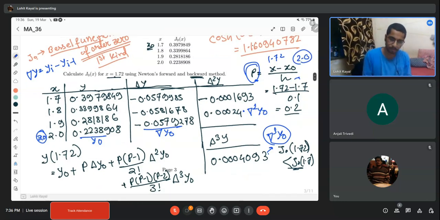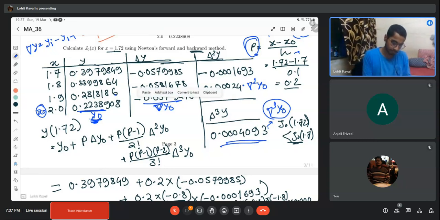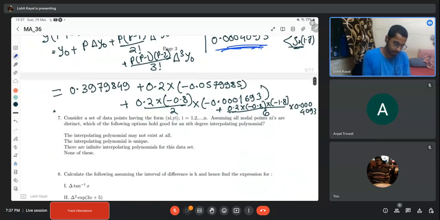H will remain constant. You don't need to construct the table again, because you have already constructed it. If you define y0, this will be your nabla of y0. This will be nabla square y0, and this will be nabla cube of y0, right? Because if this is y0, then this term minus this term will be this term. Again, this term minus this term will be this term, and finally this term minus this term will give nabla cube of y0. So your value is already constructed.